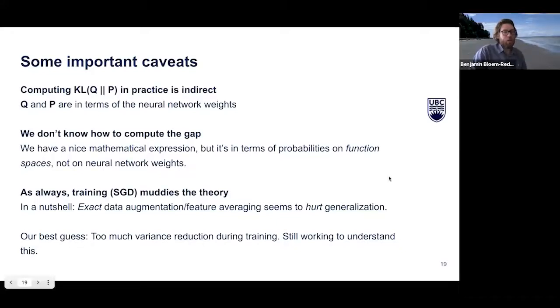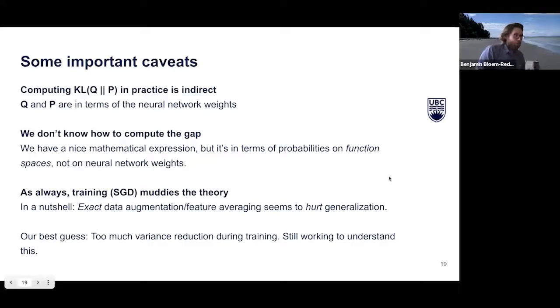So when we run our experiments, if we train with exact data augmentation, or exact feature averaging, or even a large number of samples from this group of transformations, it actually seems to hurt generalization. So when we train with lots of augmentations, or lots of terms in our average with our set of transformations, then what we learn actually doesn't generalize well.